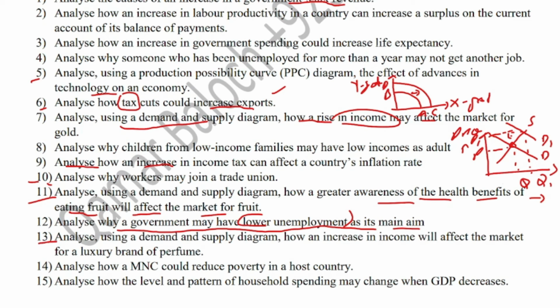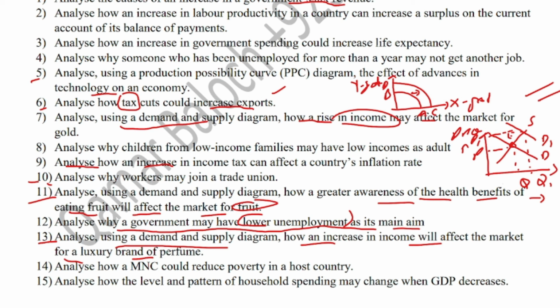And question number 13 is analyze using demand and supply diagram how an increase in income will affect the market for a luxury brand perfume. This is exactly the same thing. Graph will be exactly same, just in explanation we will use luxury brand of perfume instead of fruit. Initially we made this diagram for fruit, so now we will exactly copy the same diagram.